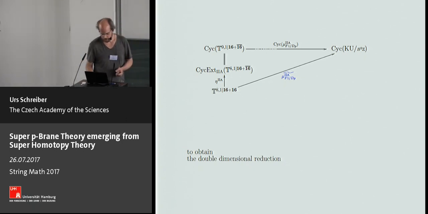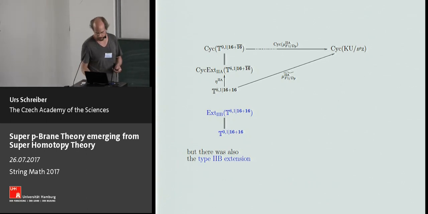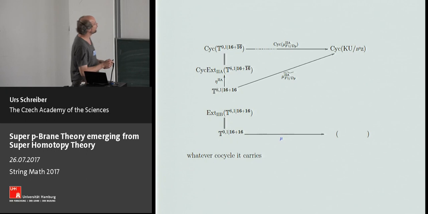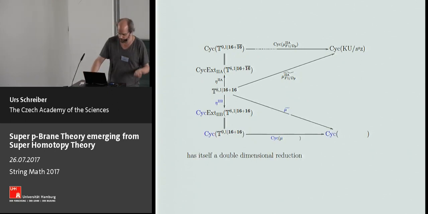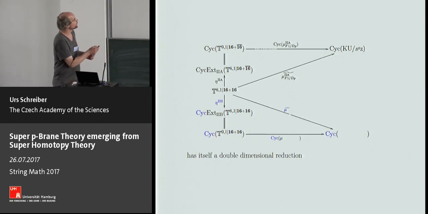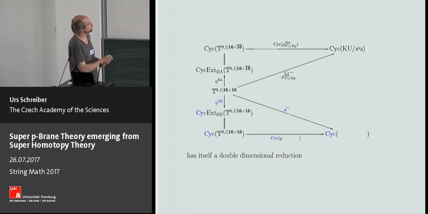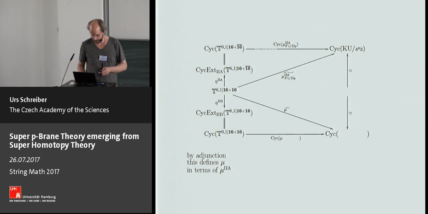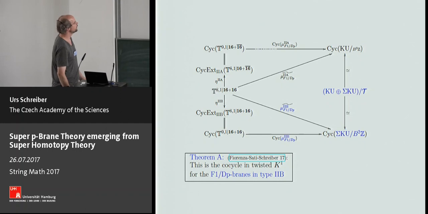Now remember that the 9D theory also had another extension, the type 2B extension, which I'm writing here. So we can write that down. And whatever cocycle the type 2B, if we can find a cocycle here on type 2B spacetime, we can doubly dimensionally reduce it by applying cyclification, precomposing with our adjunction unit, forming the adjunct. And if I can now find an equivalence here, such that the cocycle is Lorentz invariant, is an invariant cocycle, then by adjunction I will have defined from the 2A cocycle a 2B cocycle. Turns out this exists. This is the main theorem we have in this T-duality article.